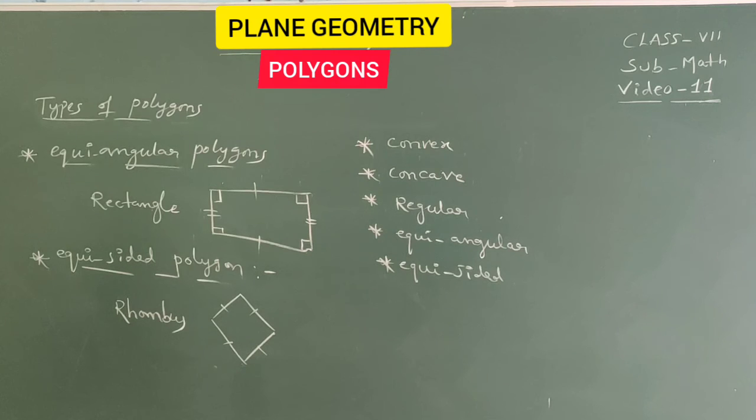Next, regular polygon: all sides are equal and all angles are equal in a given polygon, then it is called a regular polygon. Equilateral triangle, all sides and angles are equal. Square, all sides and angles are equal. Regular pentagon, regular hexagon, regular decagon: regular means all sides and all angles are equal. Equiangular means only angles are equal in a polygon. Equisided means only sides of the given polygon are equal, then it is called an equisided polygon.